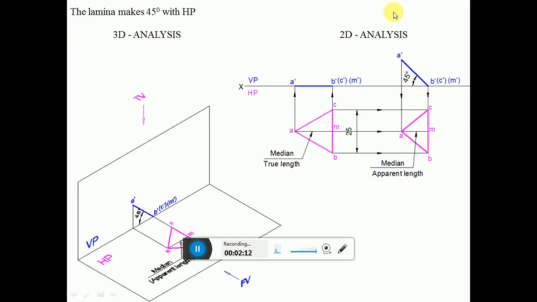Then the lamina makes 45 degrees with HP. The side is resting on HP, so B dash C dash is the side which is resting on HP. So we have rotated. Once it is rotated, what happens? The median is also rotated here, because the surface is rotated, naturally the median A dash M dash is also rotated. So once A dash M dash is rotated, obviously you will get the apparent length here. So you have got the median in apparent length.